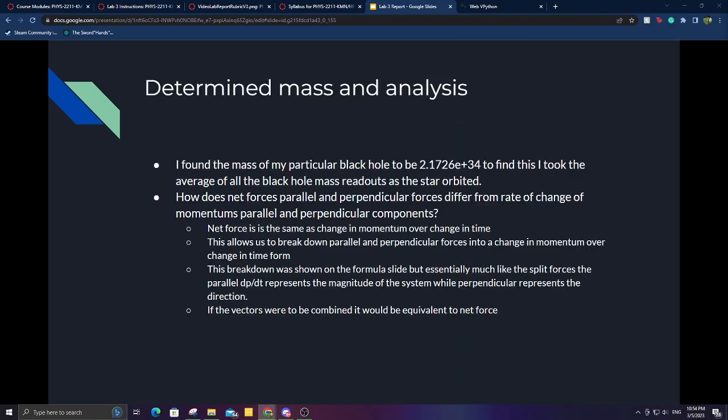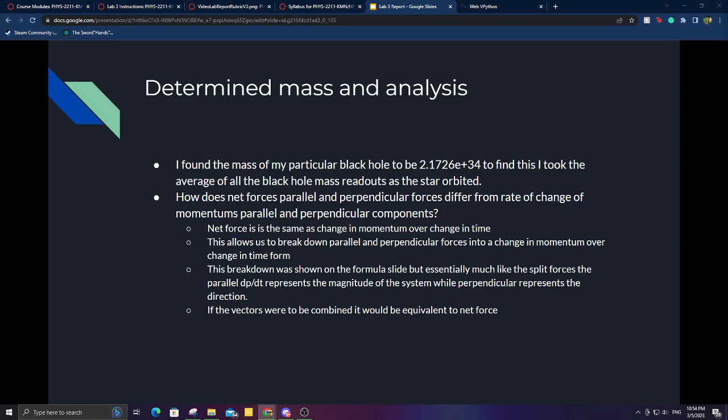Now I'd like to go over the analysis. To find the mass, I took the average of my black hole readouts from GlowScript and found it was around 2.17 times 10 to the 34. Once again, this was found by using perpendicular and parallel forces to find the net force and then solve by plugging that into the force of gravity formula and solving for the missing mass.